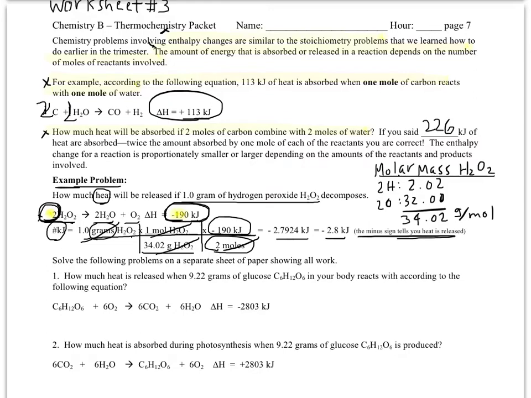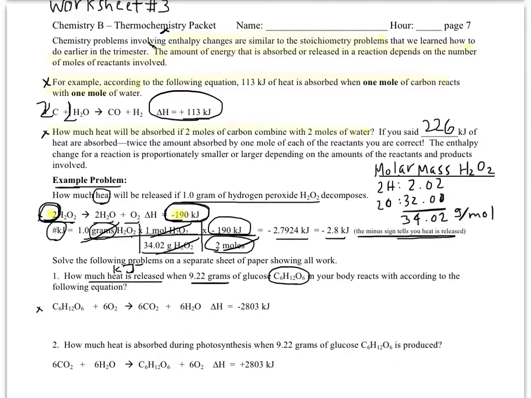All right. So we'll go ahead and do the first problem together. You should get out a separate sheet of paper and label it Thermochemistry Worksheet number 3. All right, I'm going to do this right here just for convenience of the video. So this asks how much heat is released. So again, heat we measure in kilojoules, so we'll really be solving for kilojoules. If you have 9.22 grams of glucose, and glucose is this sort of big formula that you might remember from biology. And they give us our balanced equation.